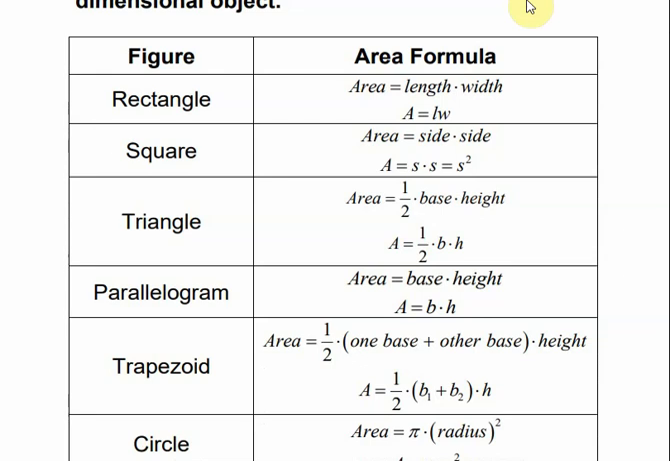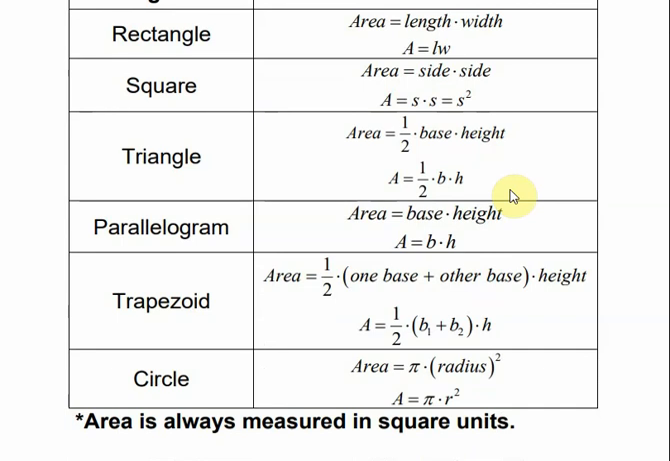For a square, it's the area side times side, or side squared. For a triangle, it's 1/2 the base times the height. And there are other area formulas. You don't need to memorize these. You just need to be familiar enough with these to know what the variables represent. A, of course, is area. L would be for the length. W is the side. In a triangle, B stands for the base, H stands for the height, and the same thing with a parallelogram and a trapezoid.